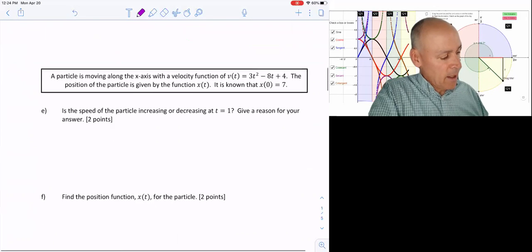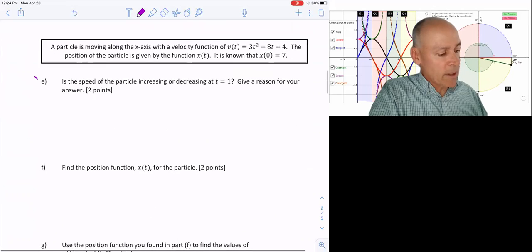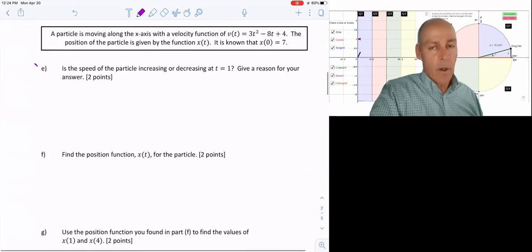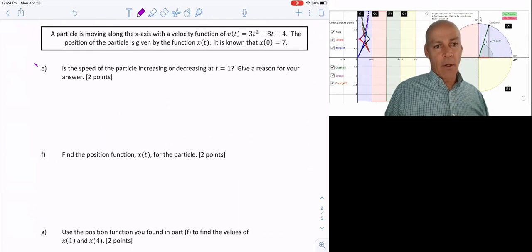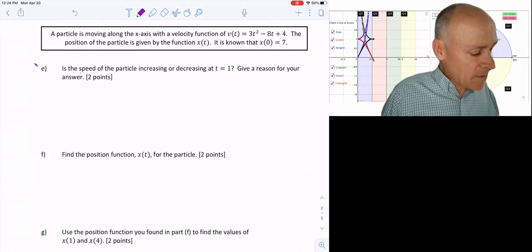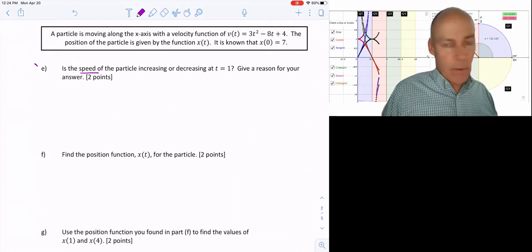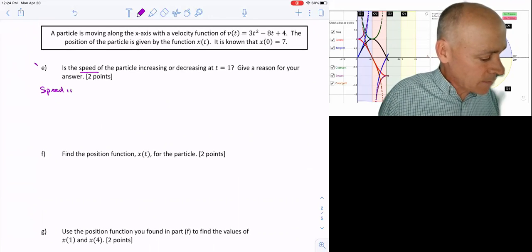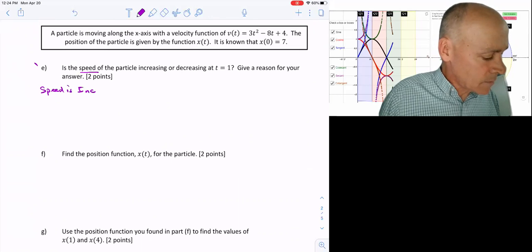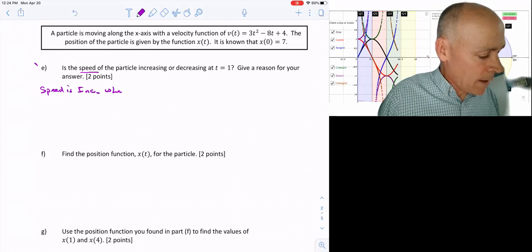Okay. Part E, is the speed of the particle increasing or decreasing at t equals 1? Okay, now again, this is one thing that we just kind of have to know sort of cold. If they're asking us for the speed of the particle, we just want to remember speed is increasing when... let me just put it right under.